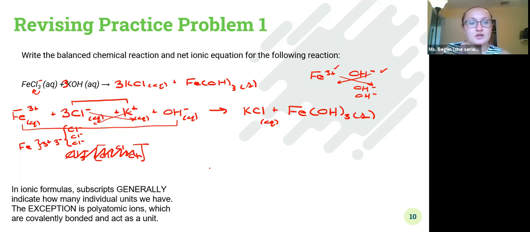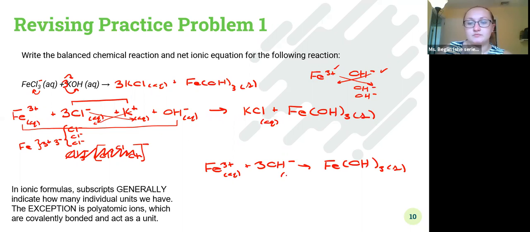And then our net ionic equation would be, when we eliminate the spectator ions, we get Fe3+ plus 3OH minus. This 3 will apply to both of them. Forms Fe(OH)3 solid. And just so it's clear how this balanced equation plays out, the 3 applies to both species, which is where we get our 3OH minus from.